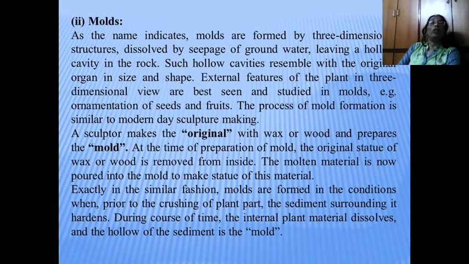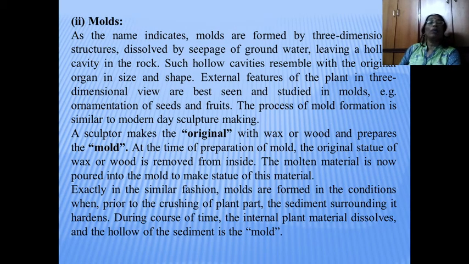Second is mold. As the name indicates, molds are formed by three-dimensional structure dissolved by seepage of groundwater, leaving a hollow cavity in the rock. Such hollow cavities resemble the original organ in size and shape. External features of the plant in a three-dimensional view are best seen and studied in molds. Example, ornamentation of seeds and fruits.